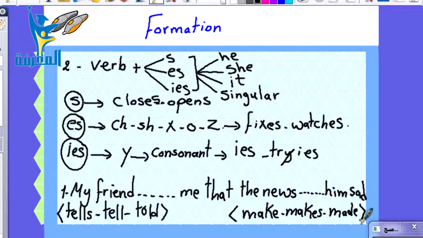If we regard this sentence as a present simple tense sentence, we shall choose from here. In the first part, we choose from tells and tell. And for the second space, we shall choose from makes and make. Let's begin with the first space. It says my friend, and my friend is a singular noun. So it will take s or es. It will not take a verb in the infinitive shape. So we will choose tells.